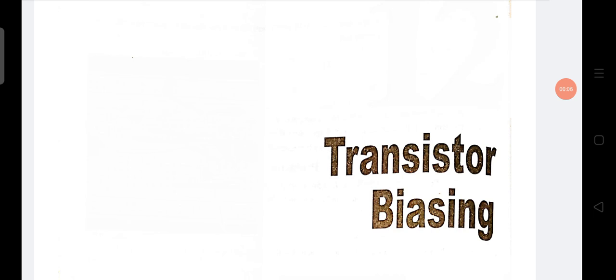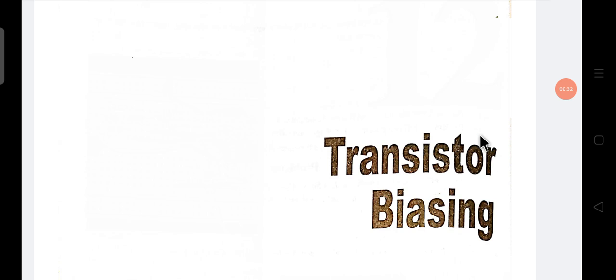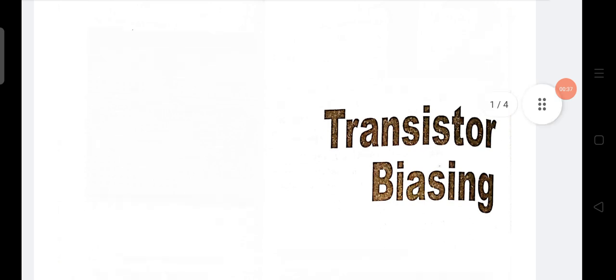Welcome to today's class. In today's class, we are going to discuss transistor biasing. In previous classes we have studied the connections of a transistor, and the input characteristics and output characteristics of each connection. So now let us see transistor biasing. How can we bias the transistor?